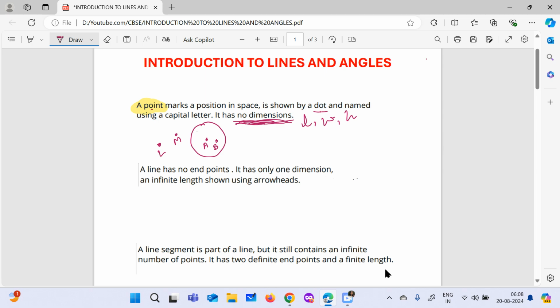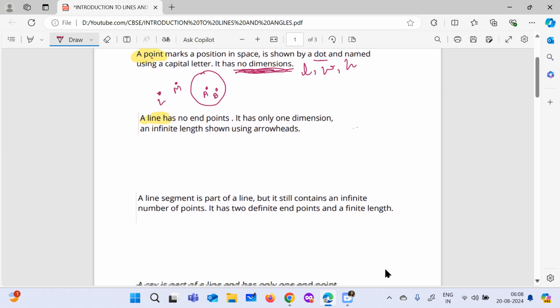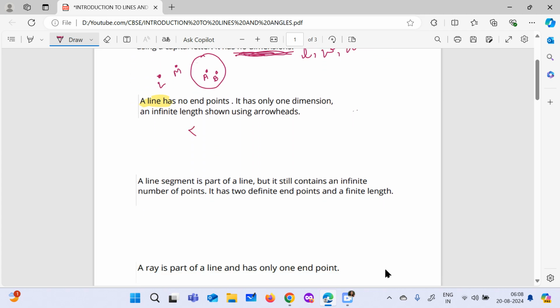Okay. Now, the next term is a line. What is a line? A line has no endpoints. What does it mean? See, suppose I draw a line like this. When I say a line, we will say that this is a line because it can be extended in both directions. You can extend the line in this direction as well as in this direction.